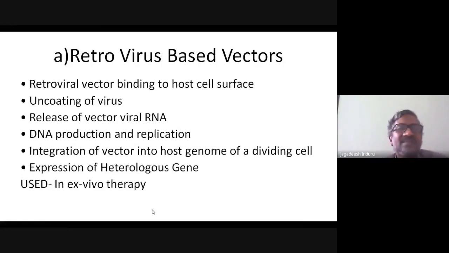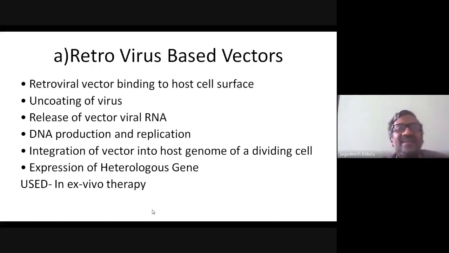So retrovirus based vectors are very much used in recombinant DNA technology, antibody production, the synthesis of many proteins, and in the production of insulin. These are all vectors which are used to introduce the desired material into the site. These viruses are being used for that.